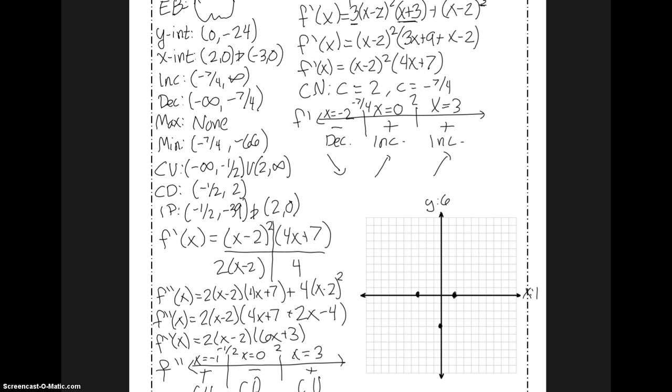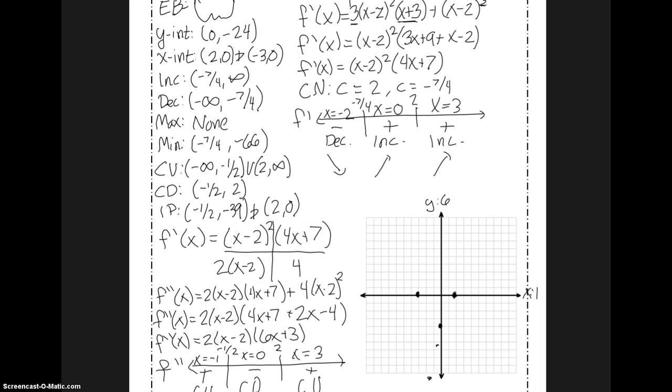The other points on my graph, I have a minimum at negative 7/4, so that's a little bit before negative 2, negative 66, which will be a little bit off of our graph since it's scaled by 6. No maximums. Two inflection points. One is at (2, 0), the intercept we already graphed. The other one is at (negative 1/2, negative 39). So let's see. Negative 39 is going to be between negative 6 and negative 7. So about right there. Okay.